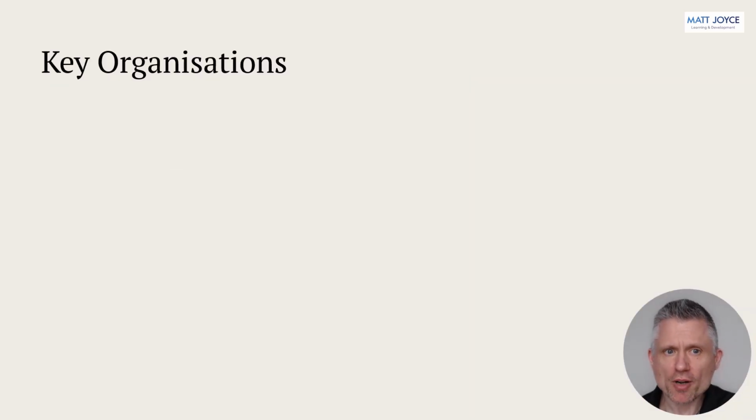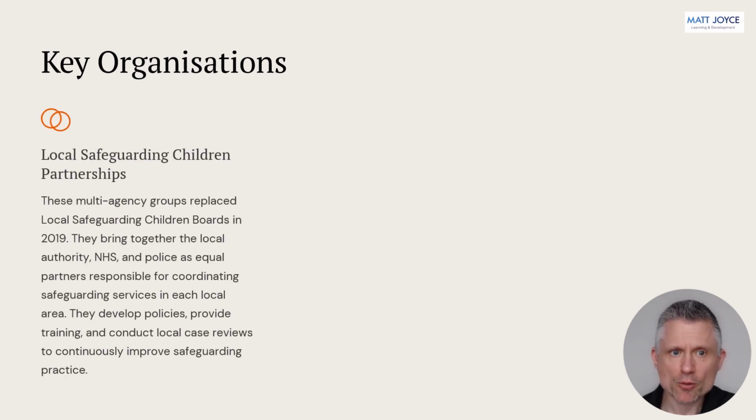There are a number of key organisations which are involved in children's safeguarding. First of all, we've got the local safeguarding children's partnerships. These are multi-agency groups that replaced the local safeguarding children's boards in 2019. They bring together the local authority, the NHS and police as equal partners, each responsible for coordinating safeguarding services in each local area. They develop policies, provide training and conduct local case reviews to continuously improve safeguarding practice.